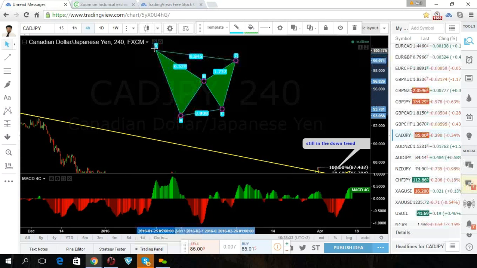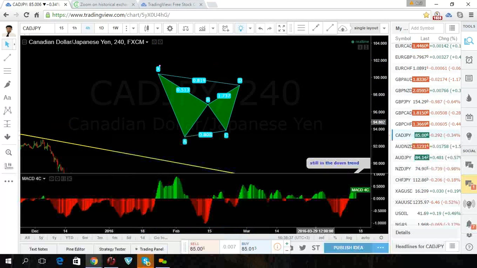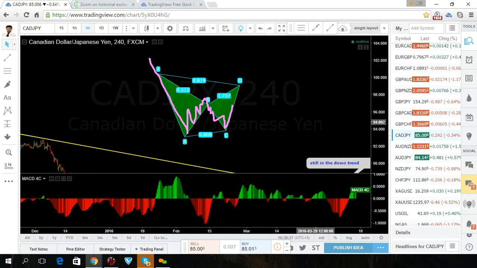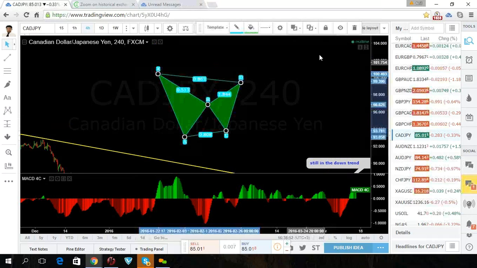And they're expecting this to come down. But that's a basic concept of wave theory, that you will have an impulse, you will have an A, you will have a B, and you will have a C correction, right? That's the very basic concept. The chart does not work like that. It's not a simple ABC principle. Wave patterns do not work like that.